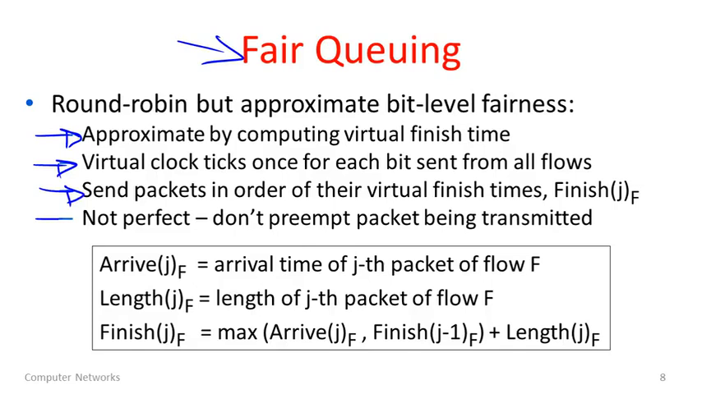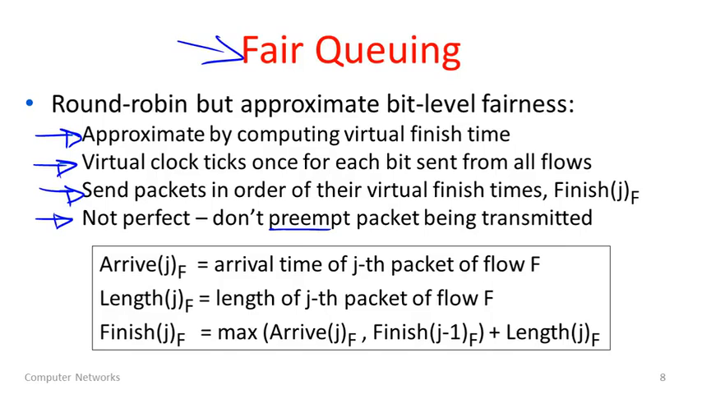However, we're not going to aim for perfection in approximating fairness. In particular, we're not going to preempt packets that are being transmitted. So if I have a big packet that's been transmitted of 1500 bytes, and halfway through it a small packet comes in, and because it's very small, maybe it has an earlier virtual finish time, I'm not going to stop or abort the transmission of the 1500 byte packet just so I can send the small one. I'm going to send complete packets at a go.